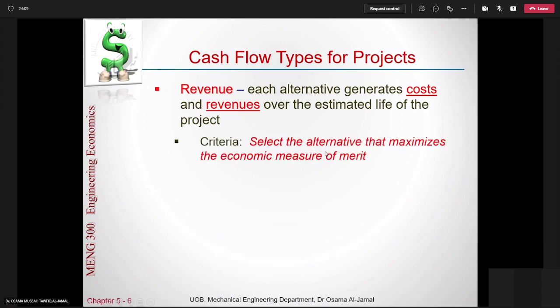The criteria here is to select the alternative that maximizes the economic measure of merit, i.e. to go far from zero with the maximum toward infinity. Where the maximum is, we are going to pick it, we are going to select it.